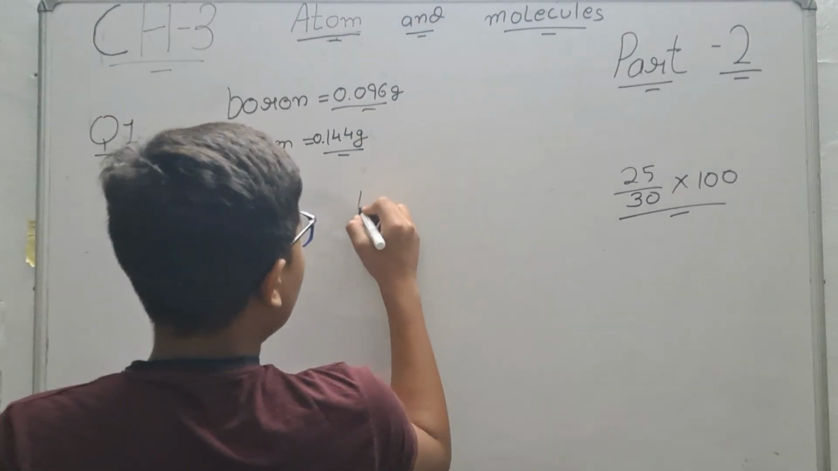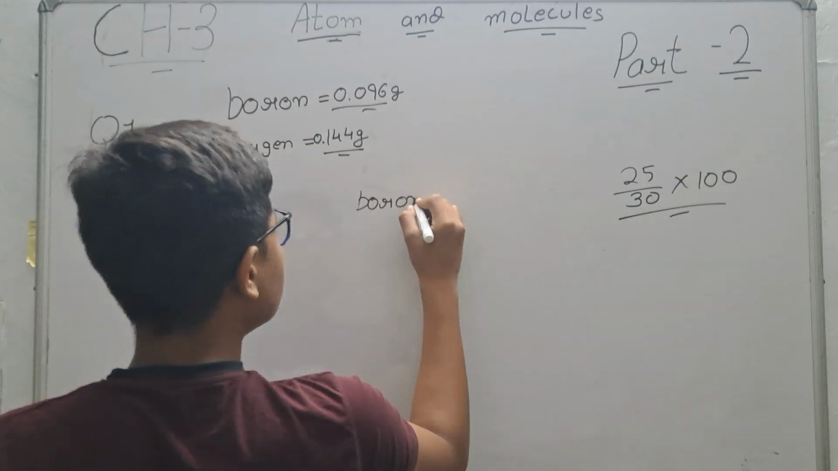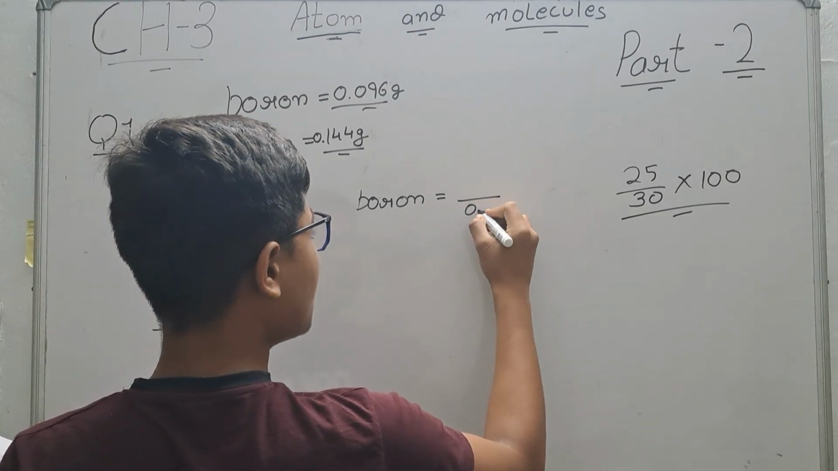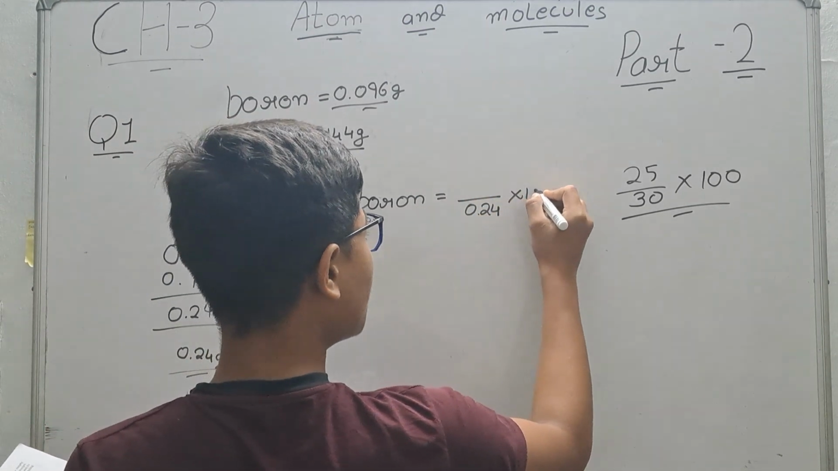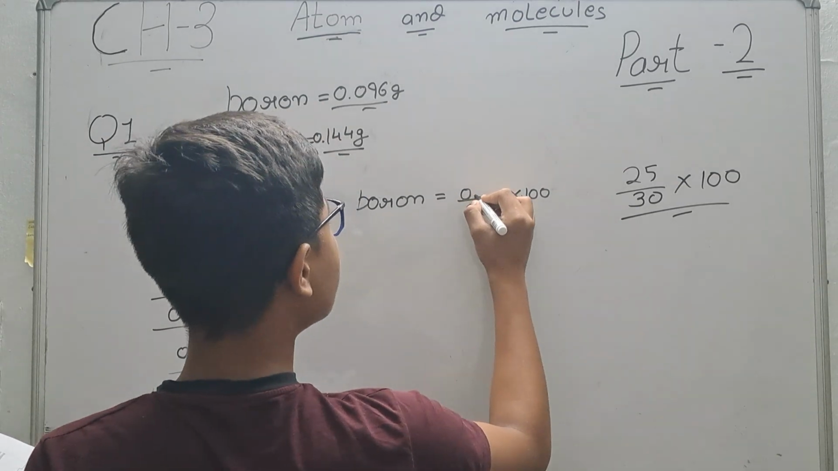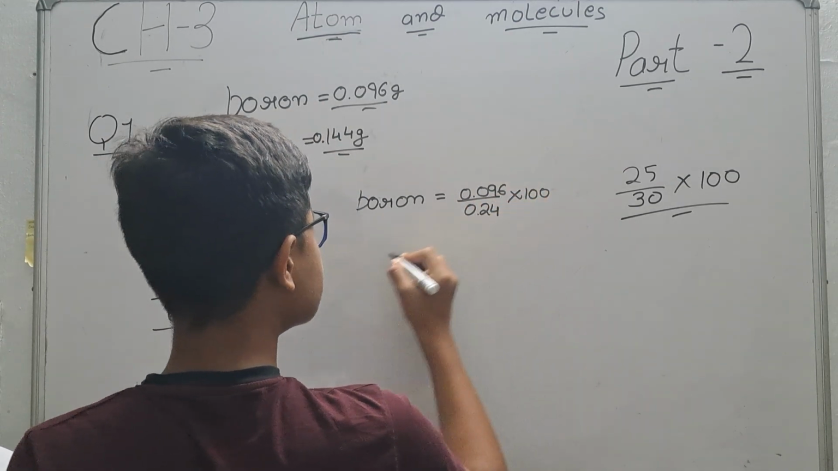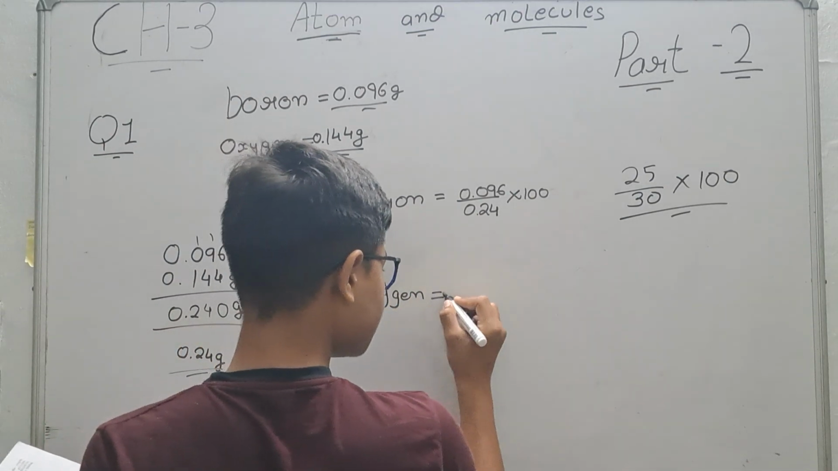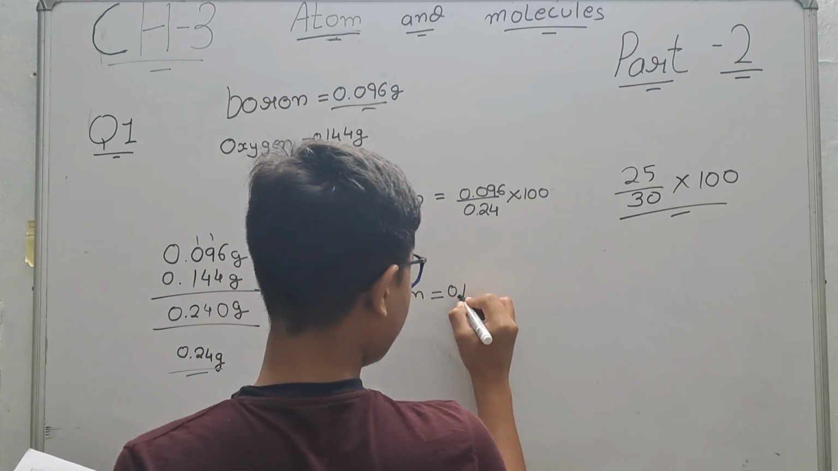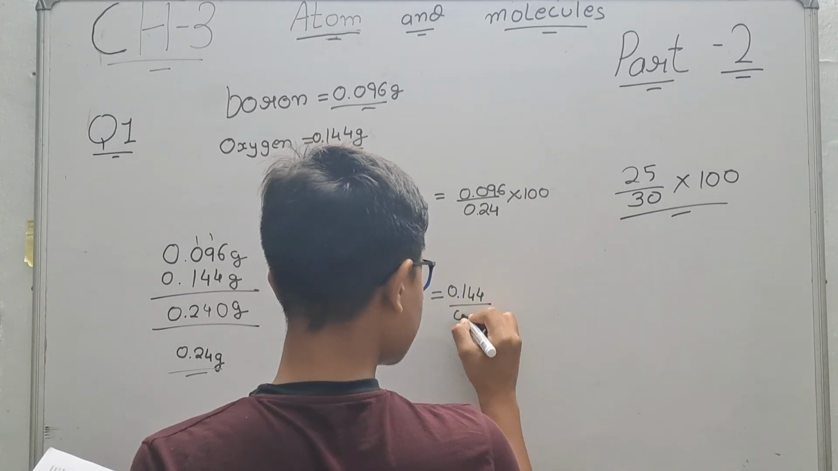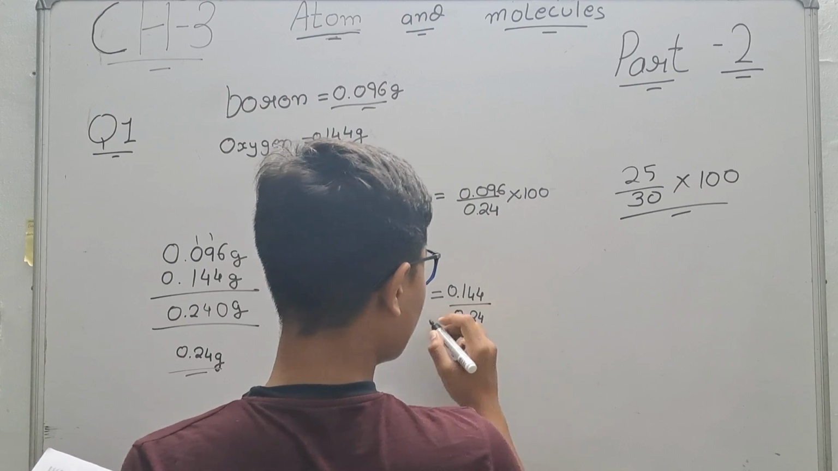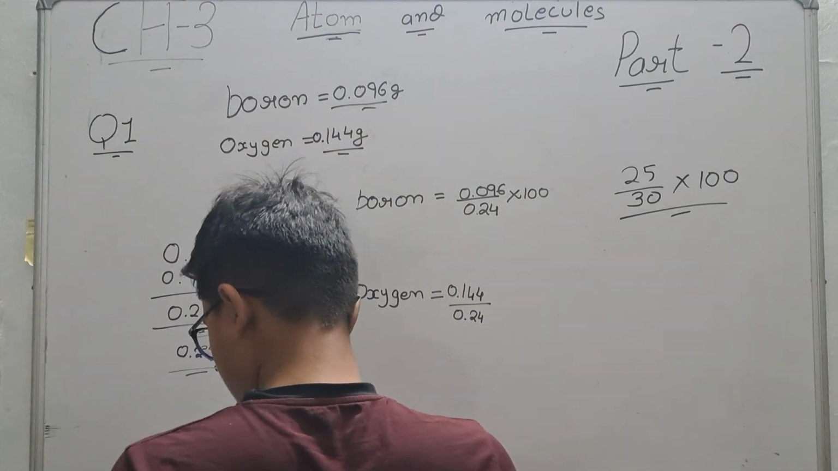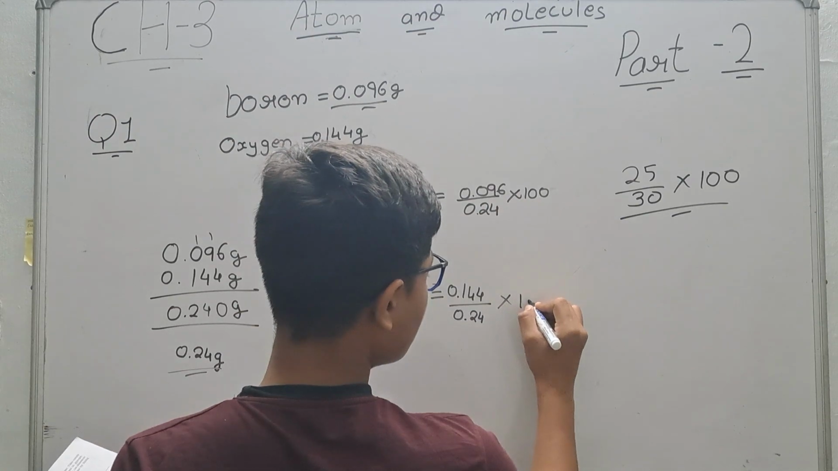So let's start with boron. Boron percentage is equal to the mass of boron upon total mass, that is 0.096 upon 0.24, into 100. We will do the same for oxygen: 0.144 upon 0.24 gram, into 100.